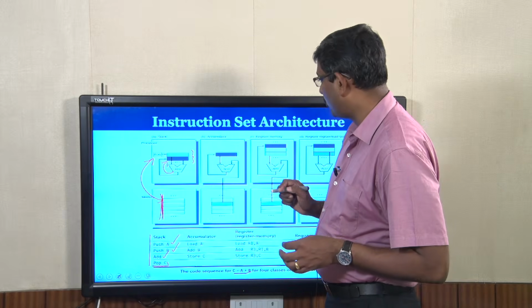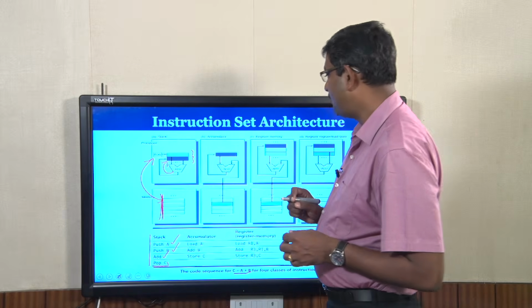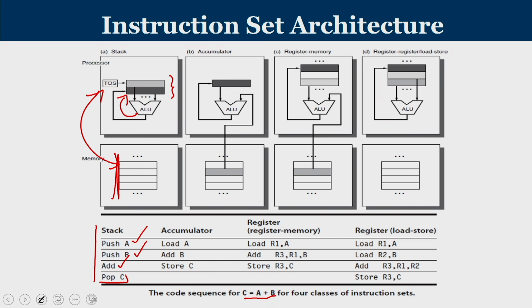Moving on to accumulator architecture. The peculiarity of accumulator architecture is you don't have a stack inside your processor. Instead, you have one register which is known as the accumulator, and the accumulator is connected to one of the inputs of the ALU and to the output. You can see that it is connected to one of the inputs of the ALU and to the output of the ALU as well.